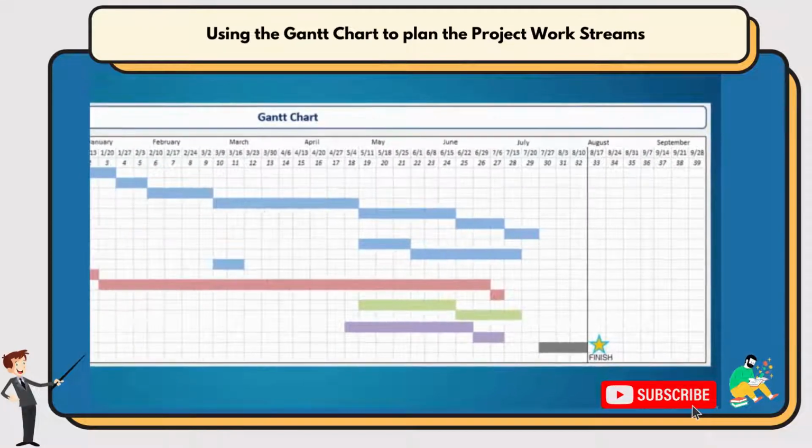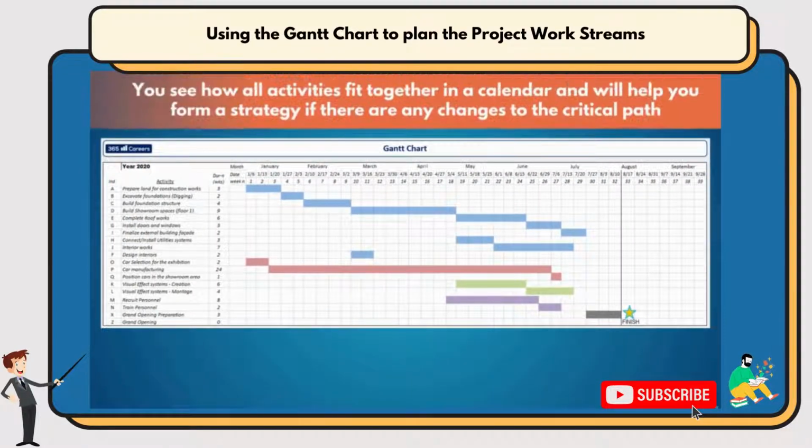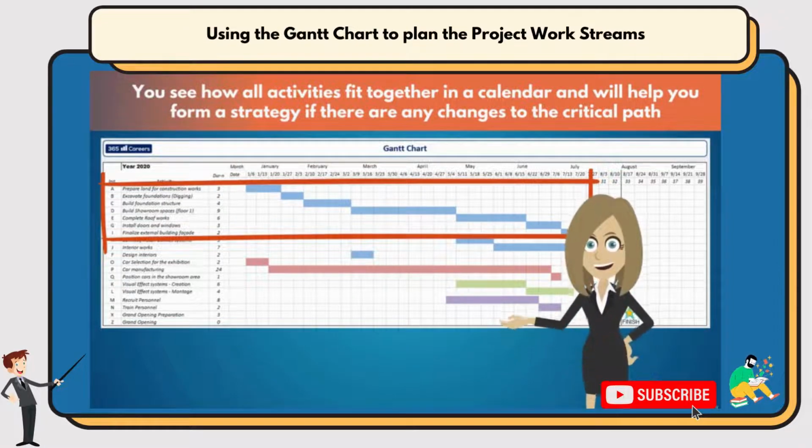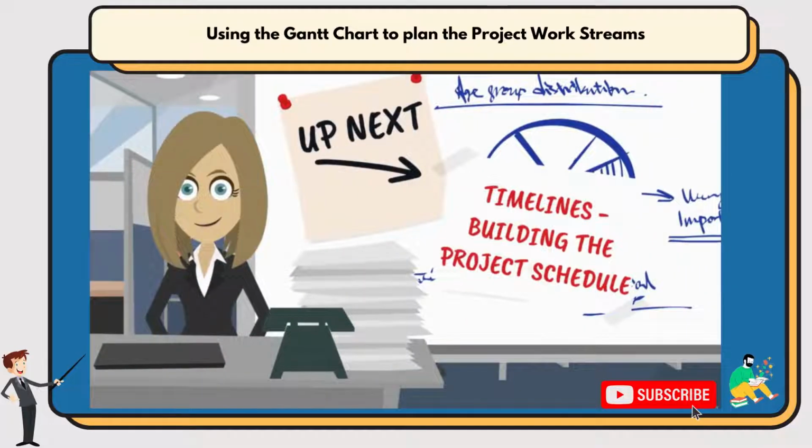And the benefits of this chart are that you can see how all the activities fit together in a calendar and will help you form a strategy if there are any changes to the critical path. Okay, at this point you should be well equipped to start scheduling the project. It's what all these methods have been building up to. So hold on to your hats and see you next lesson.